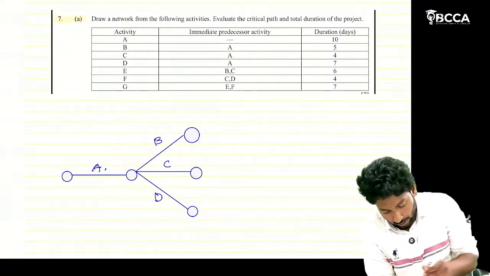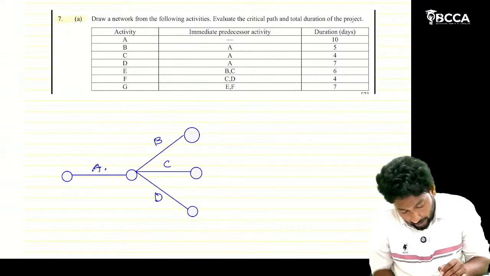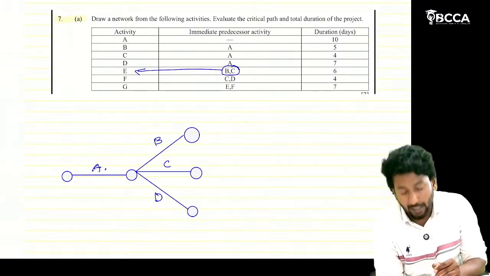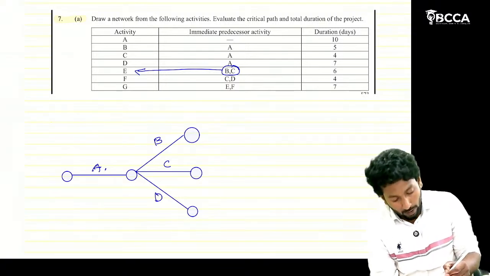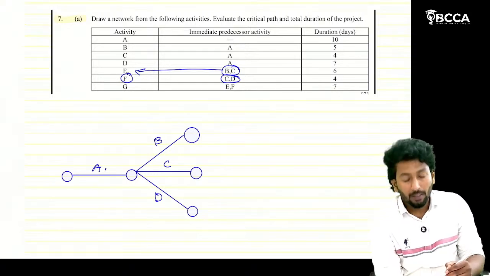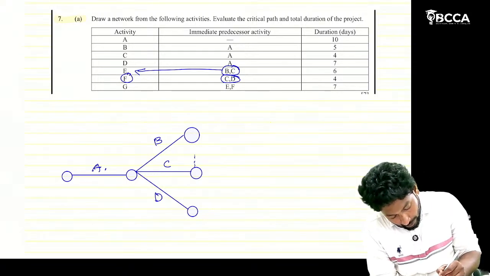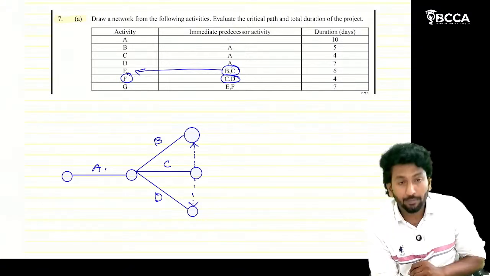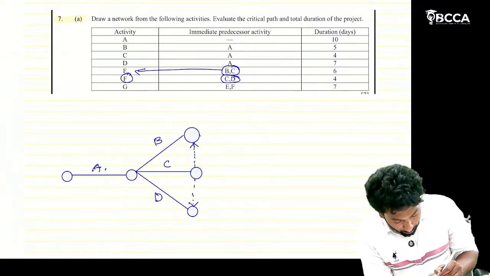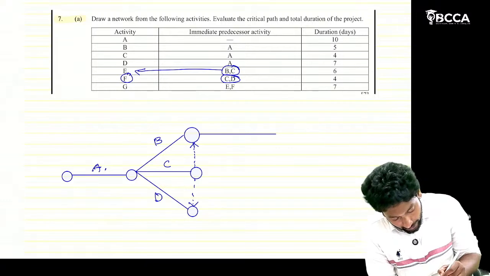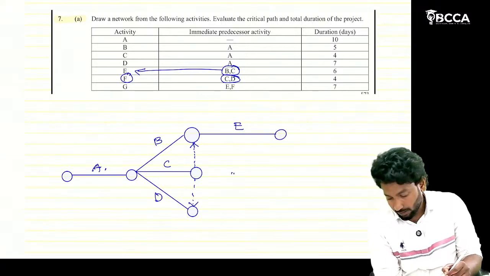See the next one. From B and C, we can start activity E. And from C and D, we can start F. That means from C we can take two dummies, C to B and C to D. From B and C, what is the activity? That is E, right?